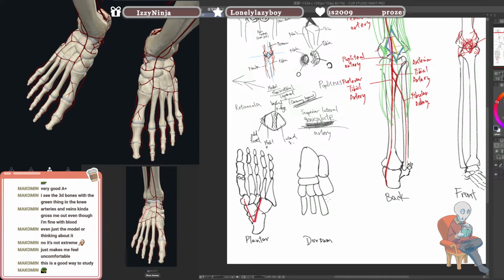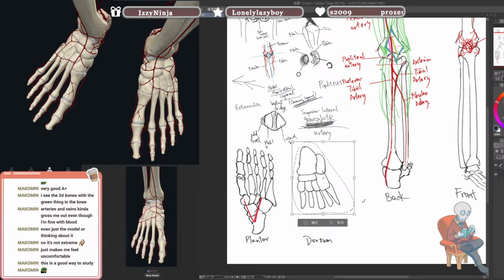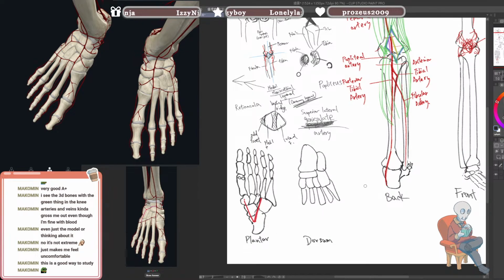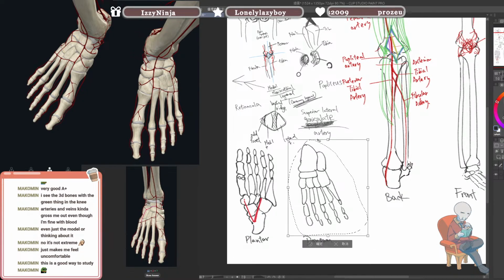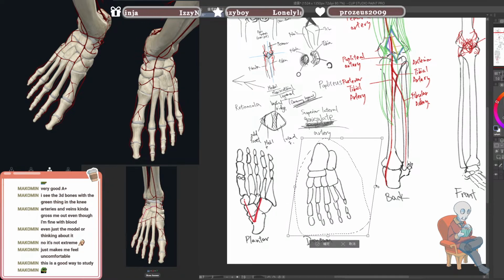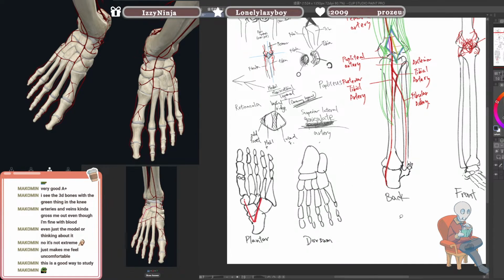metatarsals, and metatarsals. Oh my god, this is horrible. The quality of the drawing suddenly dropped. And then phalanges, phalanges. There you go, fine. Oh, something is very wrong with its feet. Yeah, this is a little bit more acceptable. There you go.